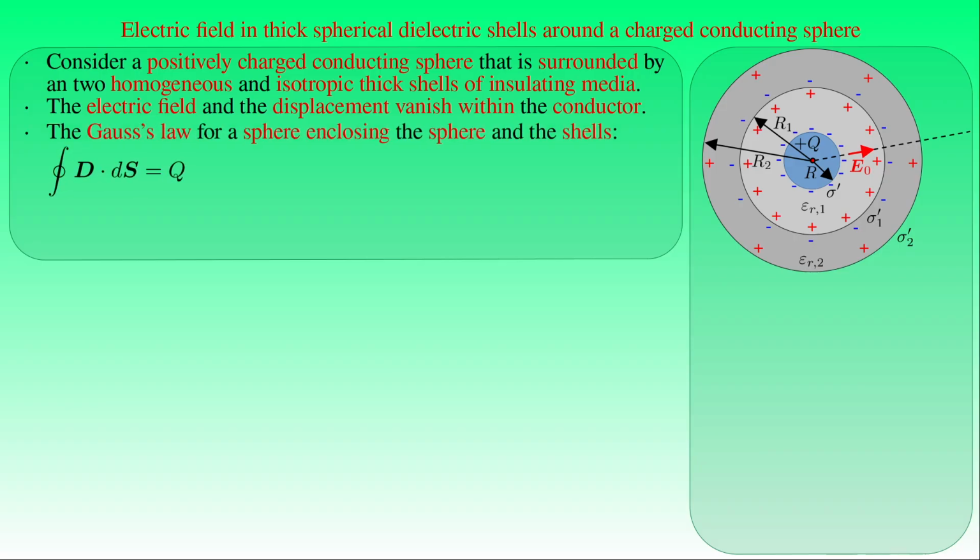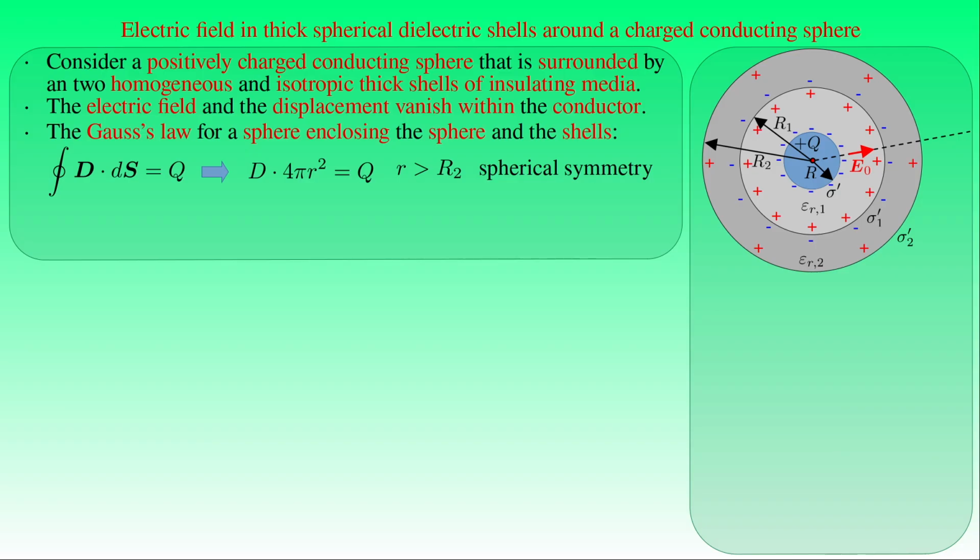If we apply Gauss's law for a spherical Gaussian surface enclosing the sphere and the shells, then we can write that the surface integral of the electric displacement field D over any such closed surface is equal to the free charge Q within that surface. Since the displacement field is spherically symmetric, the surface integral is given by the magnitude of the displacement field D over the Gaussian surface, times the area of the surface, that is 4 pi times the square of the radius r of the sphere that is greater than the outer radius R2 of the outer shell.